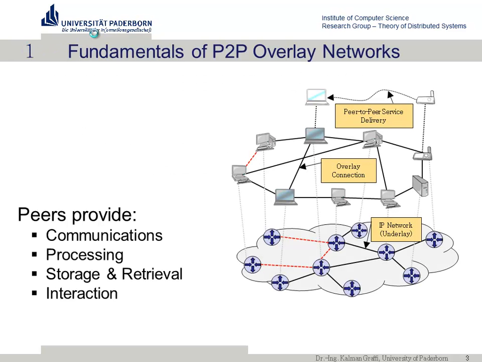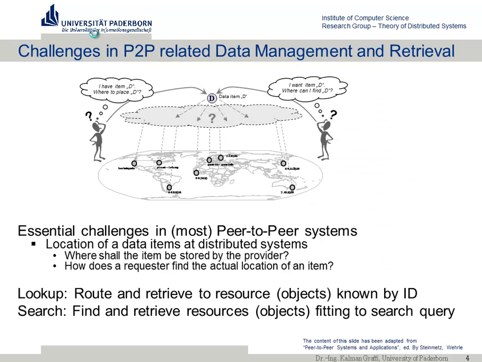Okay, so what we already saw up to now is that we have individual peers. So we have the IP overlay network, we have the peer-to-peer network, and these peers provide the ability to communicate, to process, to store something, and to send messages around, to interact. And the main challenge in the peer-to-peer overlay, as it's typically called, the peer-to-peer search overlay, is here we have two guys. Let's call them Alice and Bob and Charlie.